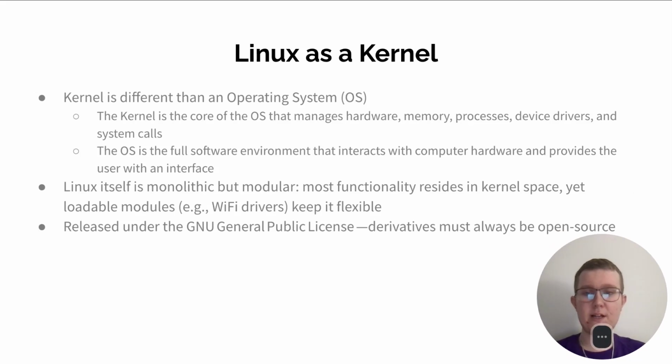Linux is a kernel. A kernel is different from an operating system. The kernel is the core of the operating system that manages hardware, processes, device drivers, memory, and system calls, while the operating system itself is the full, entire environment that interacts with hardware and provides the user with an interface. So that's big. The operating system allows the computer to work the way we know it to, while the core of the operating system is called the kernel.